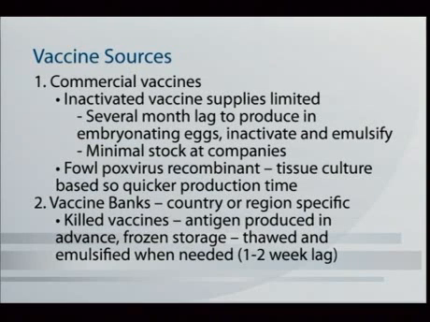The other source of vaccines are vaccine banks that are developed by various countries or at least regions of countries that can be available for emergency use. Historically, these have been killed vaccines where the vaccine virus has been grown in embryonated eggs and the antigen produced, killed, and frozen in storage. Then if a need for the vaccine arises, the antigen is thawed, emulsified, and then distributed in the field for administration. Generally there's a lag of 1 to 2 weeks between when the antigen is thawed out to when it can be bottled and shipped and available.